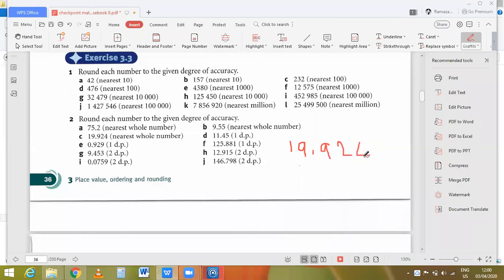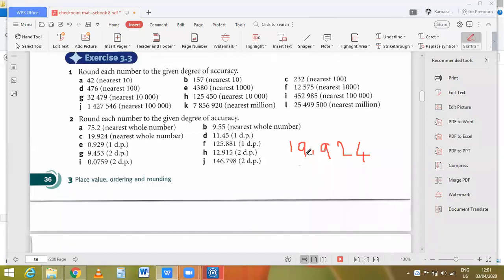19.924. Nearest whole number again. So I will check these numbers. Either the answer is going to be 19 or 20. Look at 19.924. Because it's very close, this 900, 924, is close to 1000. So the answer is going to be 20.